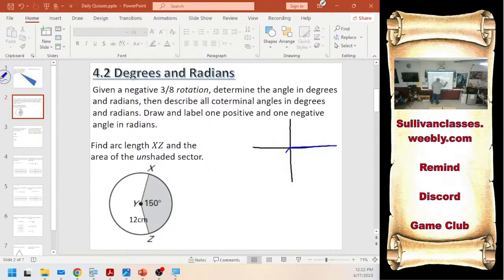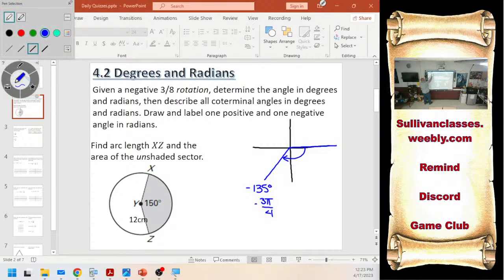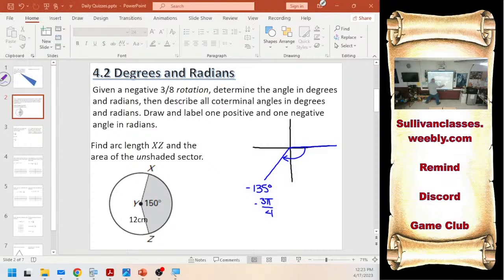A negative 3/8 rotation is a negative 45 degrees or negative 135 degrees or a negative 3 pi over 4. If I want all coterminal angles, then I would have to switch over to green. I would add increments of 360, where n is an integer, or I would add increments of 2 pi, where n is an integer.